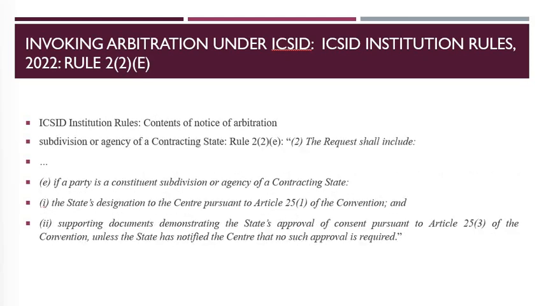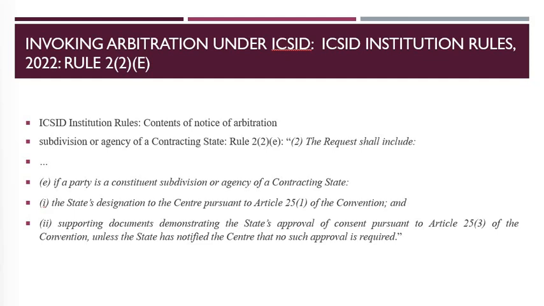Rule 22E relates to a party being a constituent, subdivision, or agency of a contracting state. The requirements are: the request shall include, if a party is a constituent, subdivision, or agency of a contracting state, 1. The state's designation to the center pursuant to Article 25(1) of the Convention.